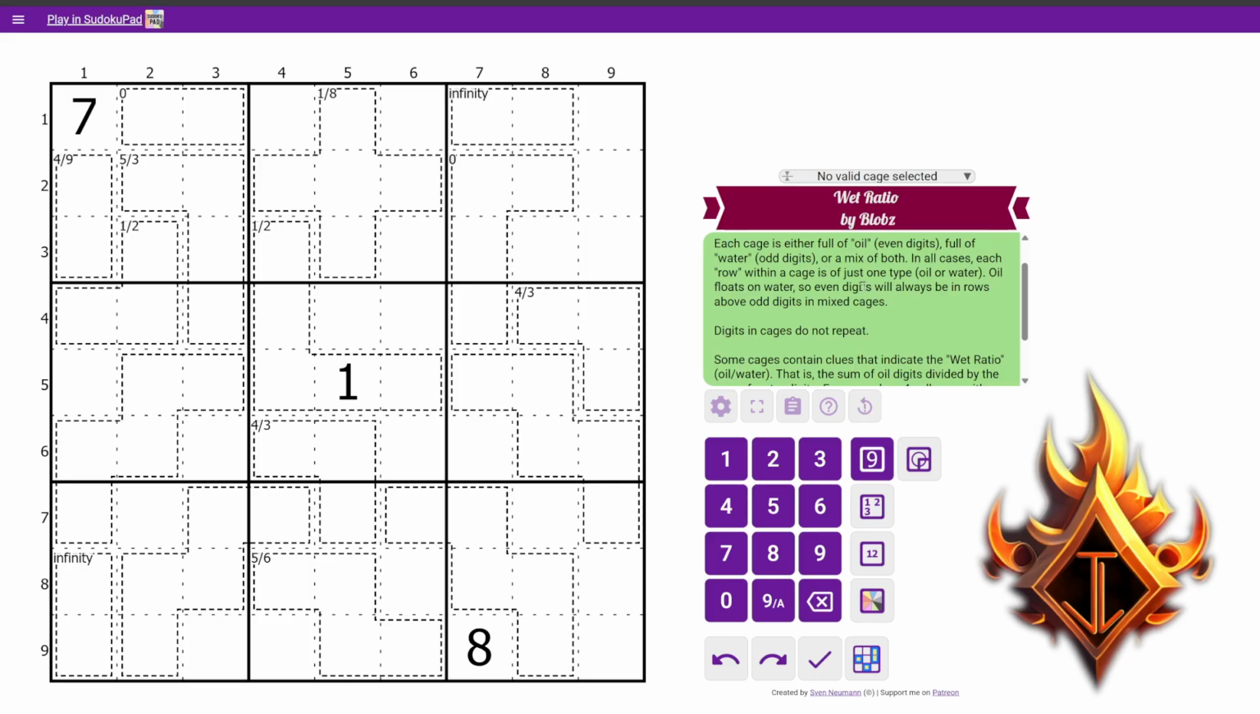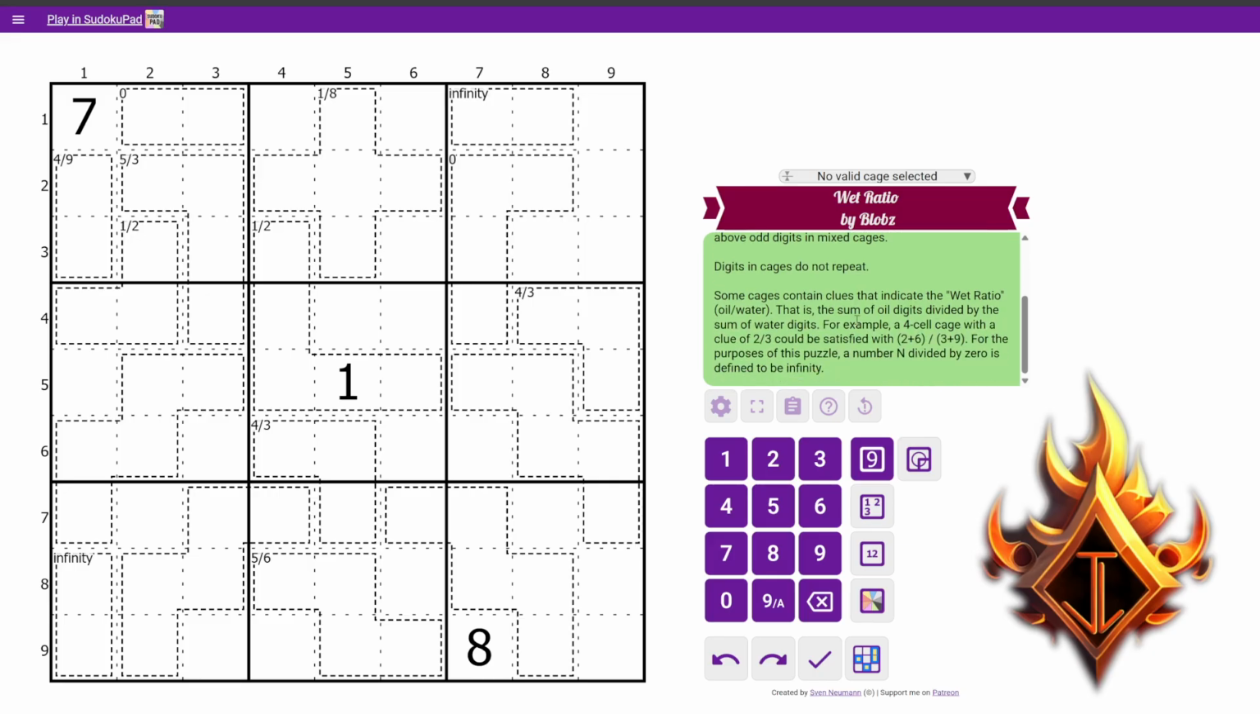Digits in cages do not repeat. Some cages contain clues that indicate the wet ratio oil-water. That is, the sum of oil digits divided by the sum of water digits. For example, a 4-cell cage with a clue of 2/3 could be satisfied with 2 plus 6 divided by 3 plus 9. For the purposes of this puzzle, a number n divided by 0 is defined to be infinity.